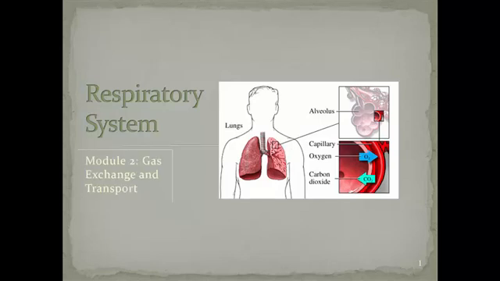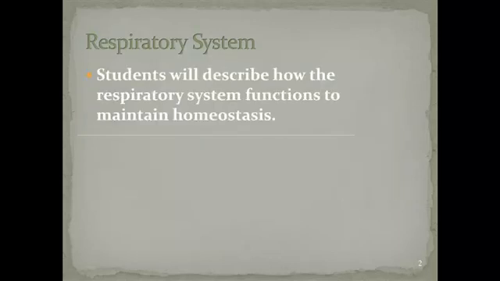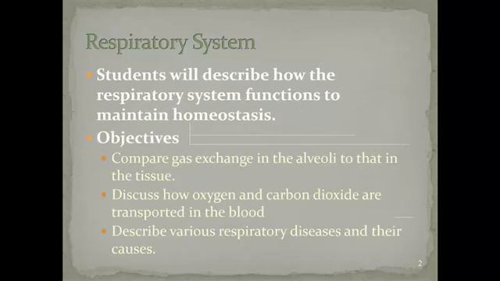The purpose of this module is to explain gas exchange and then how those gases, oxygen and carbon dioxide, are carried in the blood to and from tissues. The objectives of this module are to compare gas exchange in the alveoli to that in the tissue and discuss how oxygen and carbon dioxide are transported in the blood. We will also describe various respiratory diseases and their causes.